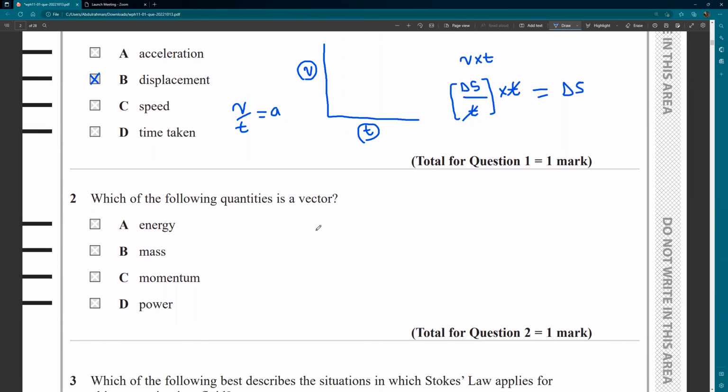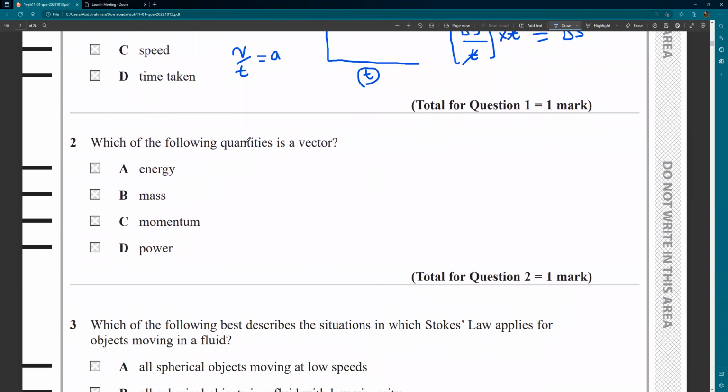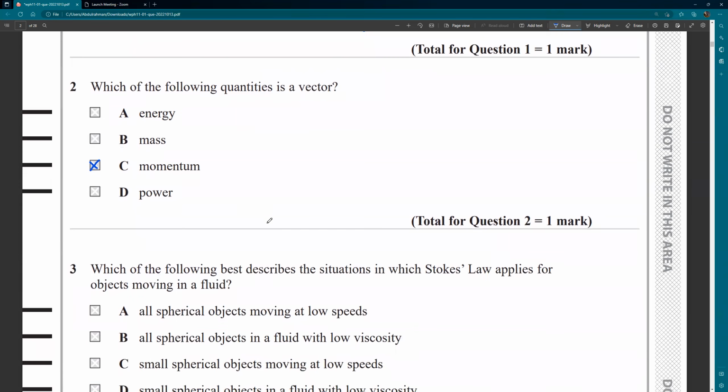Which of the following quantities is a vector? Again, this is something you need to memorize. What are your vector and scalar quantities? And from the list, the only vector is momentum. The rest are all scalars. They do not have a direction.